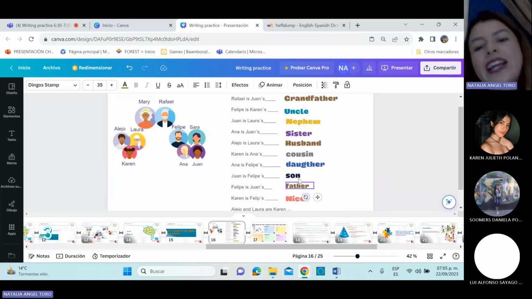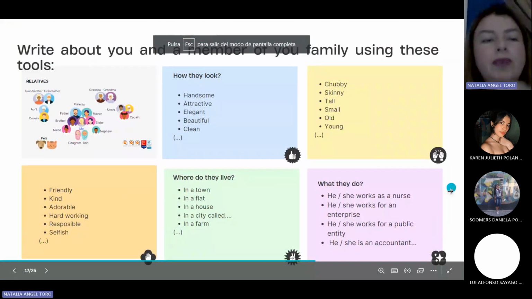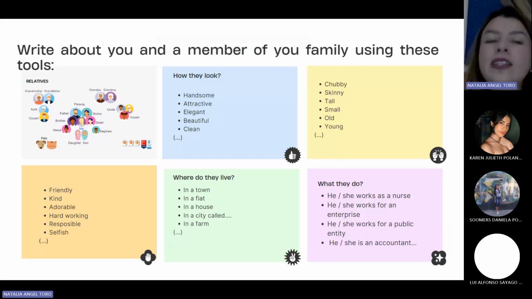Very good. Really nice. So now the idea is to practice our writing skills. So here we have some tools to help you. You just have to present your family, just a short text, where you present your family to us using some adjectives, using for sure the relatives' names, where they live, what they do. If you have another word that you want to use, go ahead. It's just to help you.